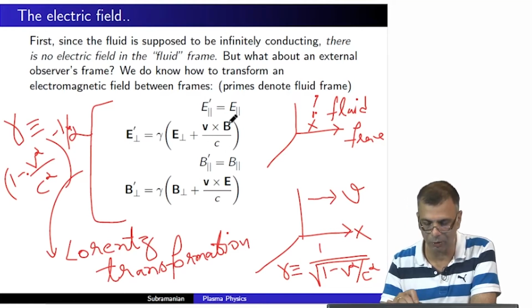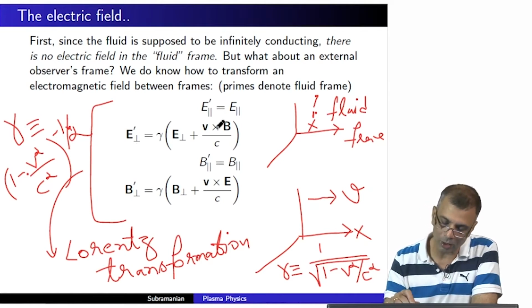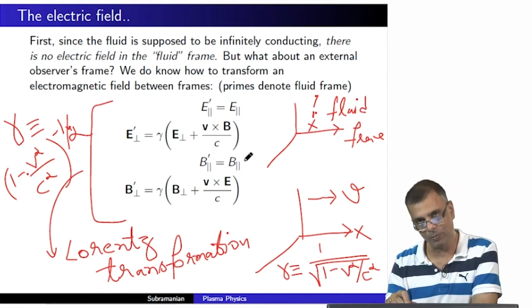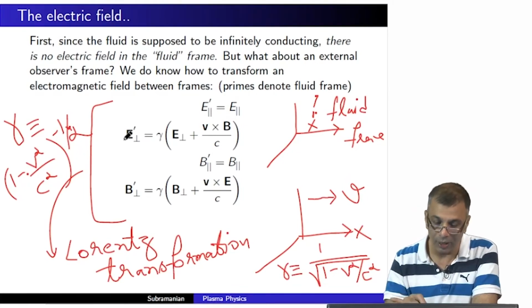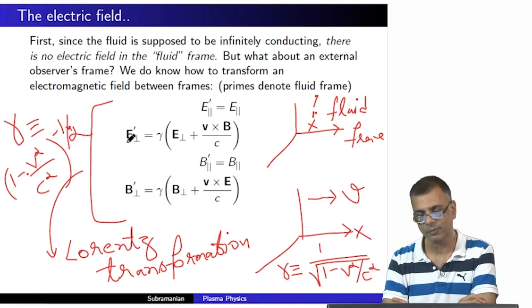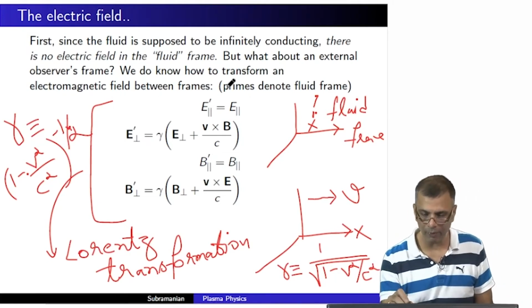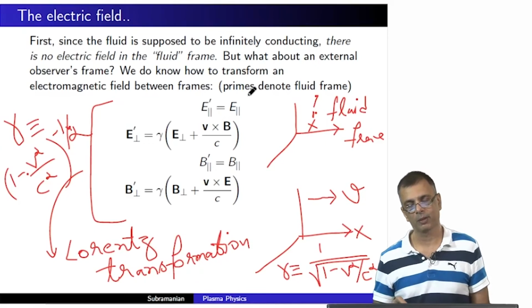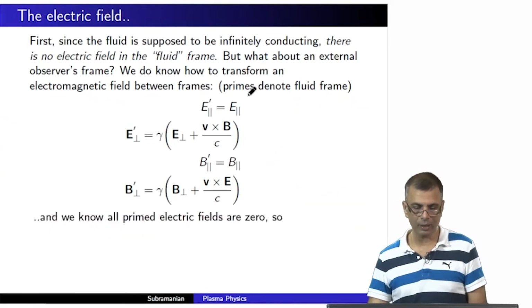There is this v cross B business sitting in here. However, the B parallel prime is the same as B parallel. So as far as the parallel components are concerned, both the electric field and the magnetic field are unaffected. It's only the perpendicular components which are affected. So this is how you transform between the primed frame and the unprimed frame. Okay, so let's keep this in mind.